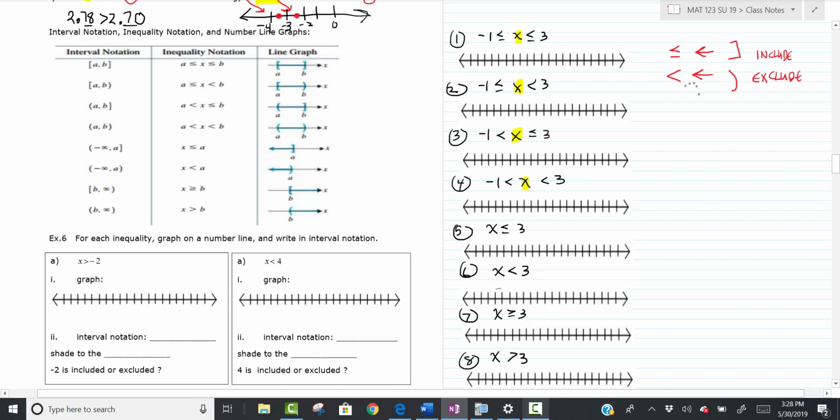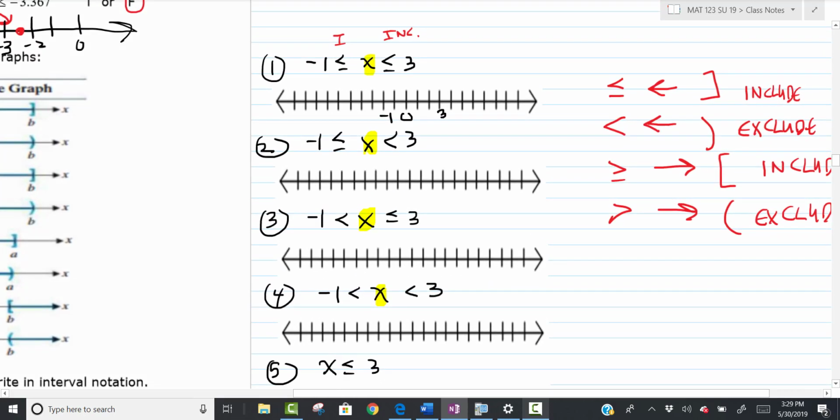So every symbol has a meaning to it. If you have greater than or equal to, you shade to the right, you use a bracket, and again, that bracket is including that endpoint as a solution to that inequality. If you had greater than, it's to the right, it's a parenthesis, so it excludes. So that's kind of how you put all this together. So what you would have on this example, -1 less than or equal to x less than or equal to 3, you're including both of those endpoints right there. So really all you got to do is just locate 0, locate 3, locate -1. I'm going to zoom on this so I can see this a little better.